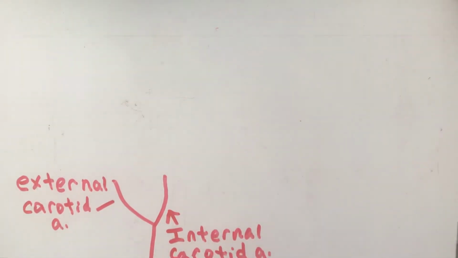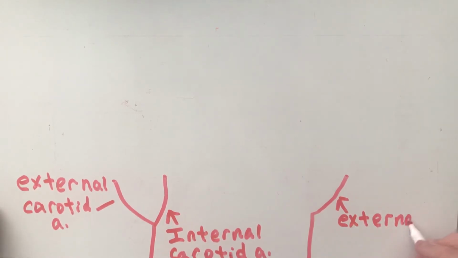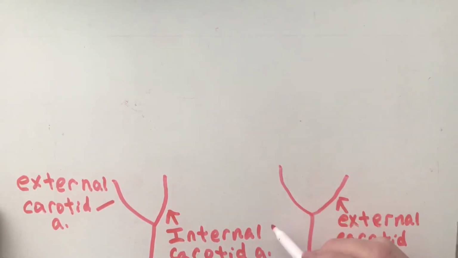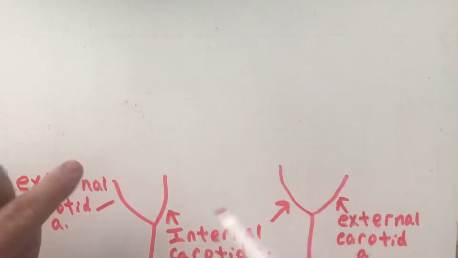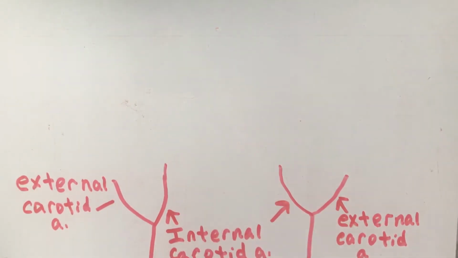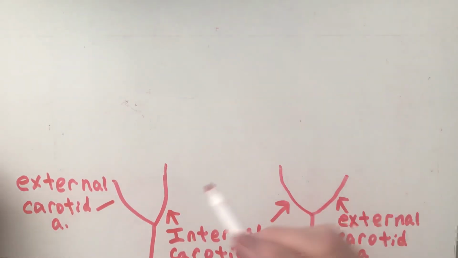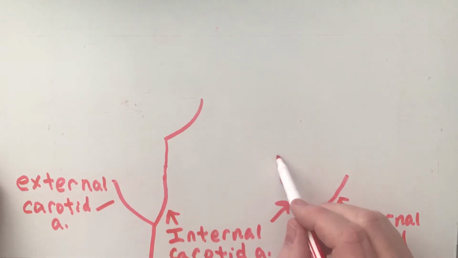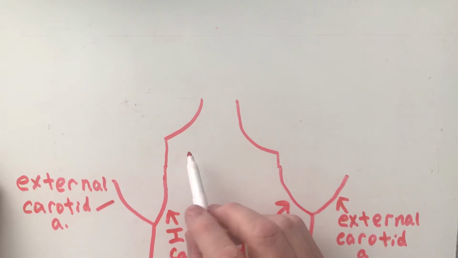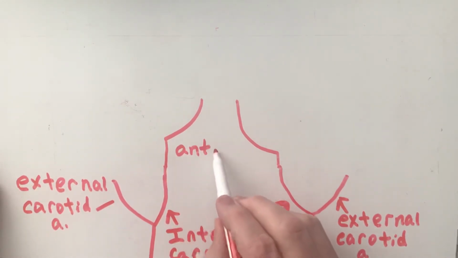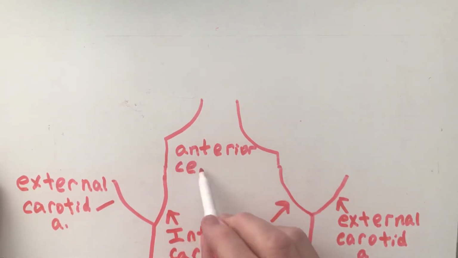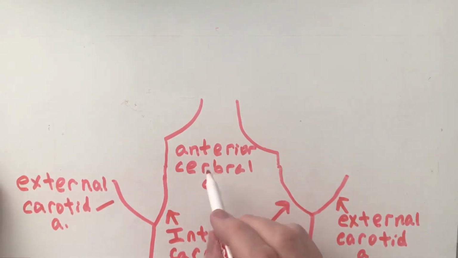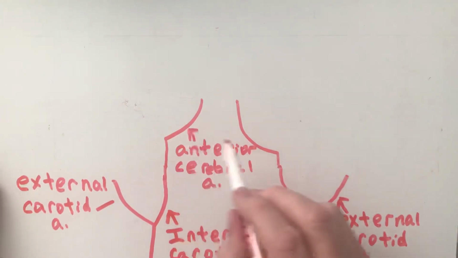Now, on my left side, I'm going to have the external carotid, and my internal carotid. So this is my left internal carotid, this is my right internal carotid. Now the internal carotid is going to go up and it is going to split into the anterior cerebral artery. I should have an E right there. All right, these are my anterior cerebral arteries.